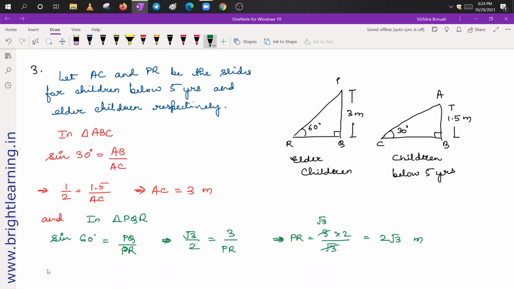Okay. So in the conclusion, you can write that hence the lengths of the slides are 3 meters and 2√3 meters.